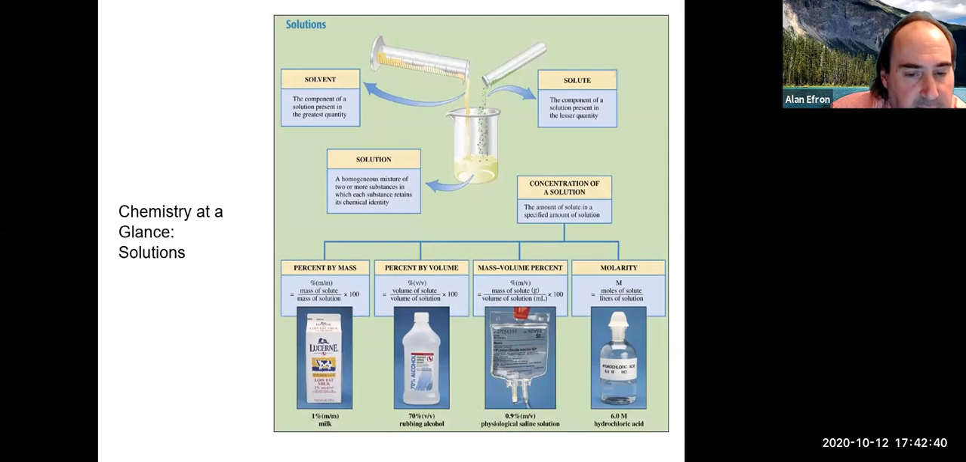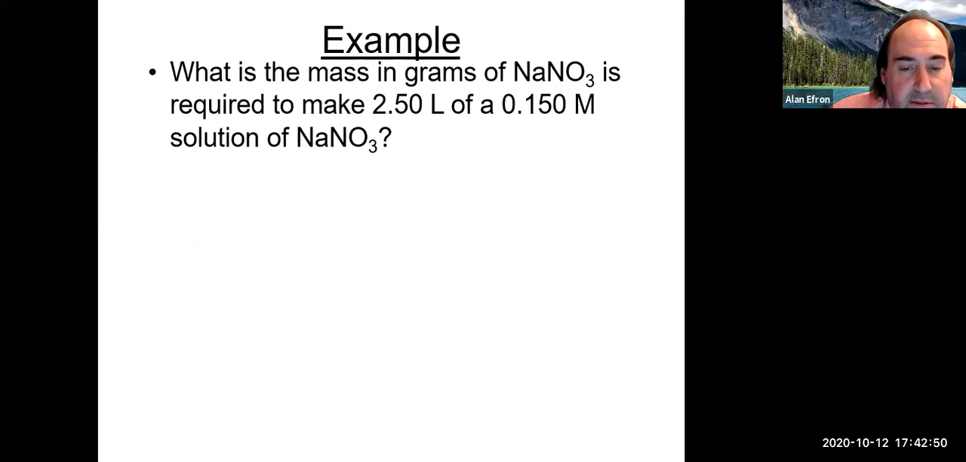Okay. Here's just a picture of those different types of units that we talked about here: molarity, mass percent, volume percent. So why don't we try one here, see if we remember. We're looking for what is the mass in grams of sodium nitrate that's required to make 2.5 liters of a 0.15 molar solution. Let me give you some numbers that you might need in case you don't have a periodic table near you. Sodium is 22.99.